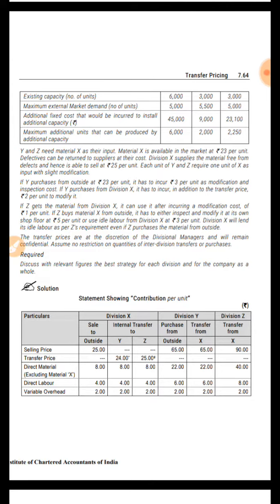So what should be the transfer price in this case? 26 rupees if they are purchasing externally, minus 2 rupees, that modification cost. So they should be able to get it at rupees 24 only from division X, then only they should accept. Otherwise they can go for outside purchase.